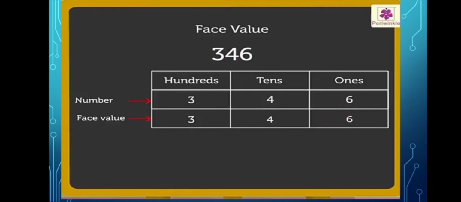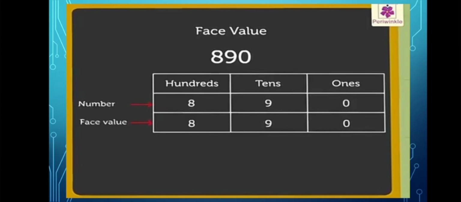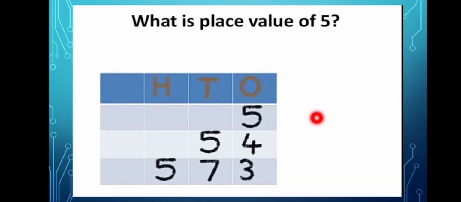Now let us solve another example. Here we have the number 890. Here the face value of digit 8 is 8, the face value of 9 is 9, and the face value of 0 is 0. So now you can understand how 10 digits, that is from 0 to 9, can make so many numbers, just by changing the places of the digits.